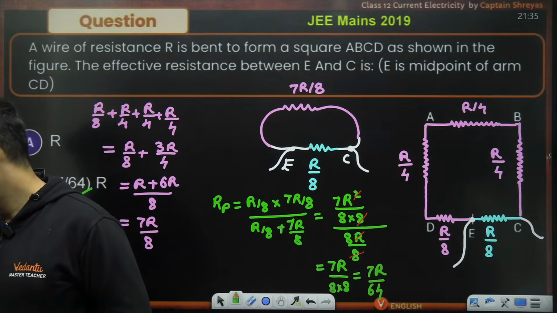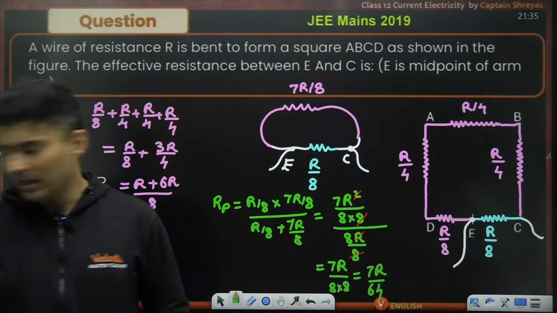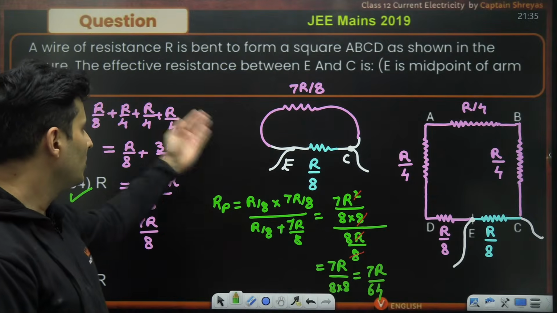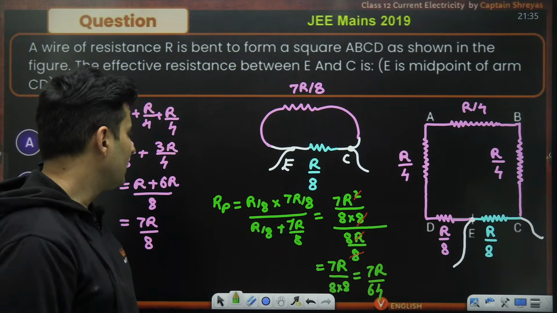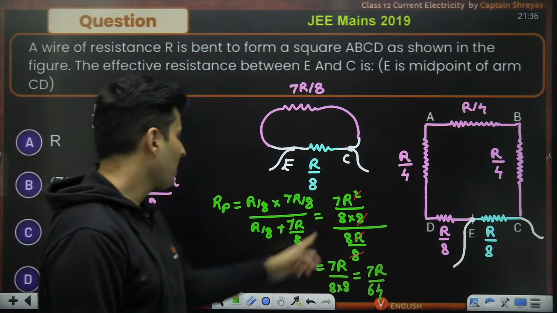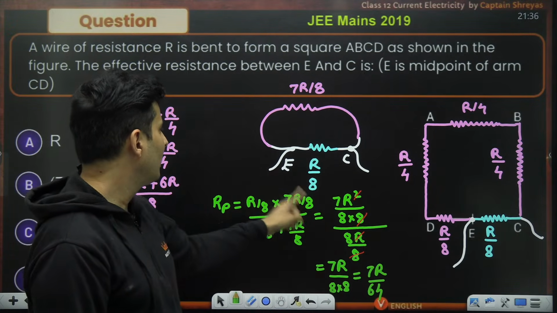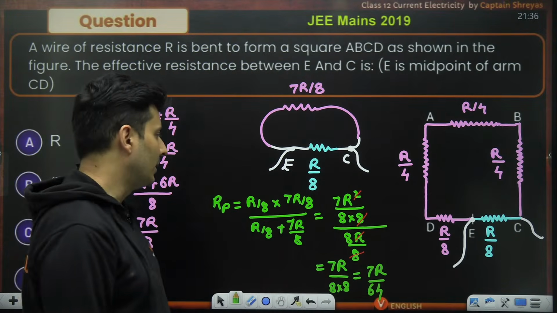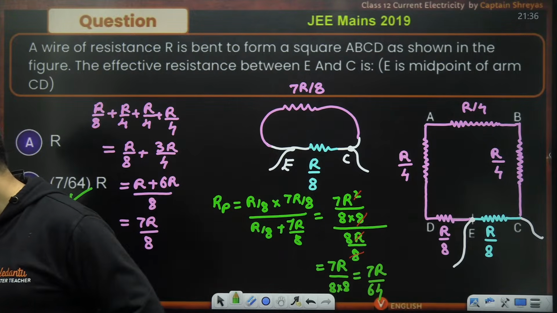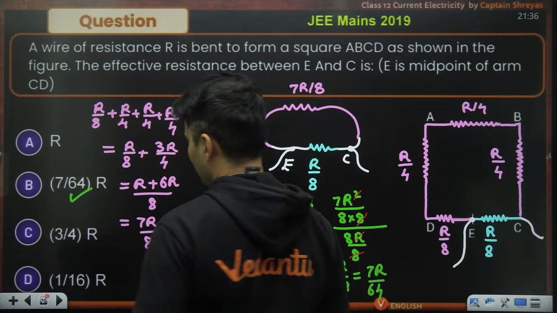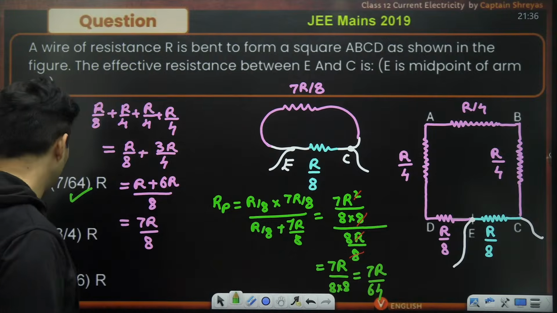How many of you got it? Yeah, everyone? Yes, just check it out. These two were definitely in parallel. That's it. So you can say this is R also, and this is R1, R2 divided by R1 plus R2. Not 1 by 16. I think some of you made a mistake, Kevin. Yeah, correct. It is 7R by 8. Yeah, 7R by 64. Great.